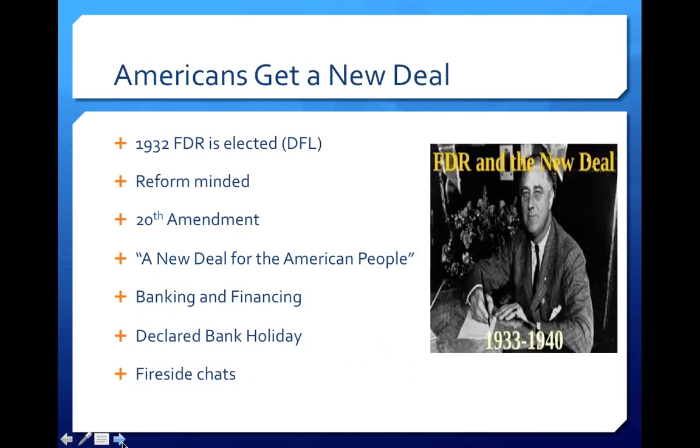All right, the New Deal fights. Americans get a New Deal. FDR, Franklin Delano Roosevelt, represented the Democratic Party. He was known by his popular name of FDR. He was a two-term governor of New York and a distant cousin of former President Theodore Roosevelt.